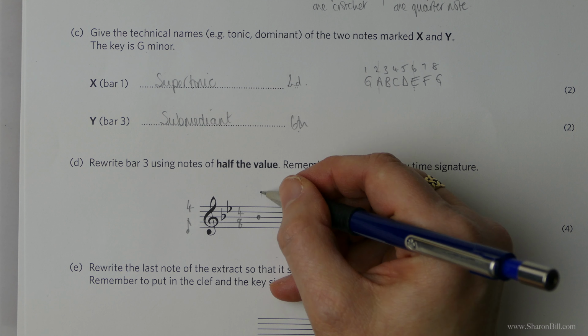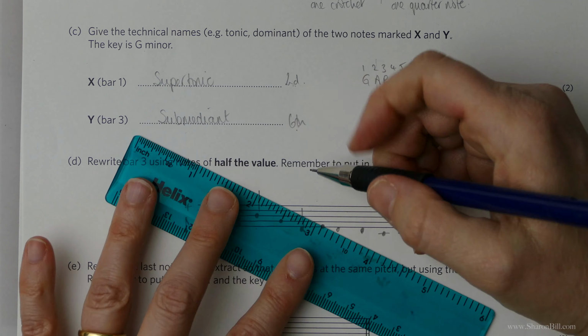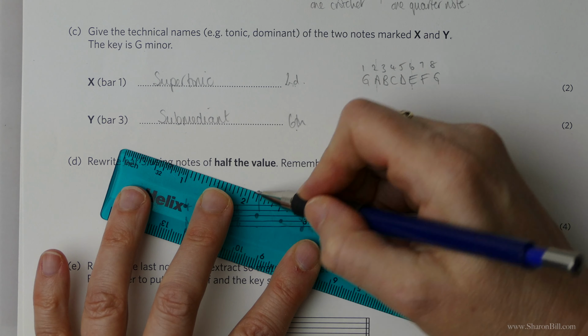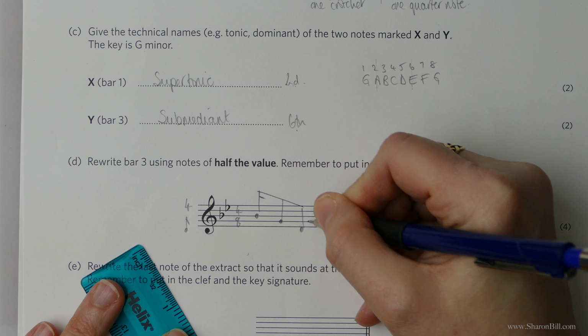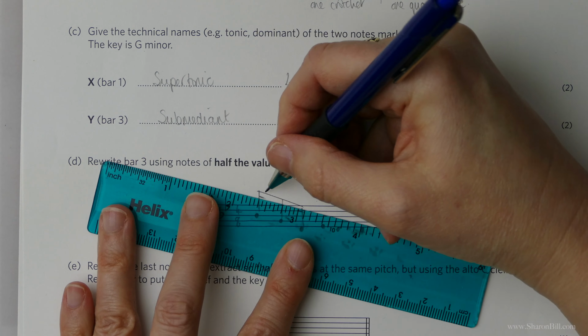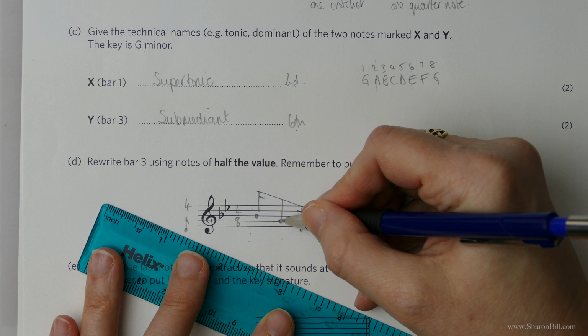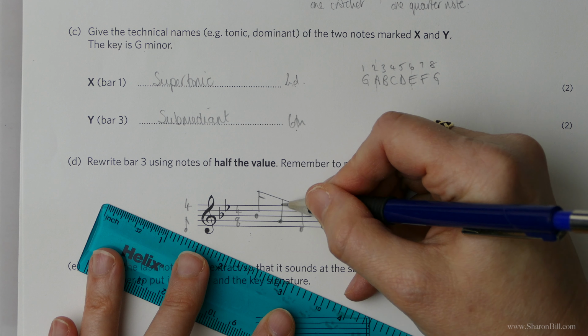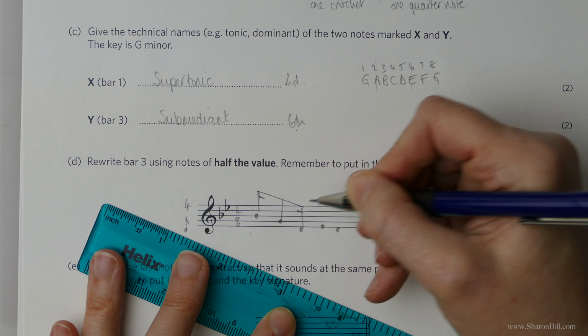So first of all, we need our stems. Join these together, and then we need to show that these are now semi-quavers, but we can't go through the line because that would change this into a semi-quaver or 16th note as well. So we keep that separate and we just have these inside the beam.